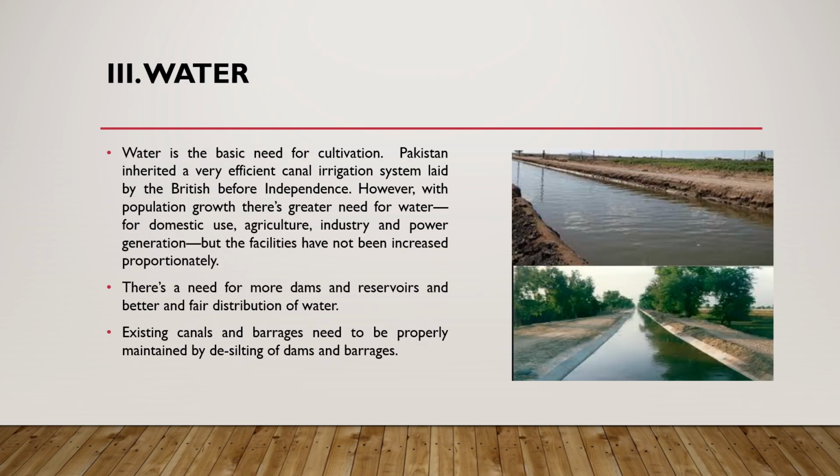Fourth is water. Water is a basic need for cultivation. In Pakistan, we inherited a very efficient canal irrigation system which was laid down by the British before independence. We have a good irrigation canal system in Punjab and Sindh, but the demand for water is increasing because as the output of the farm increases, the need for more water becomes very important for agriculture.